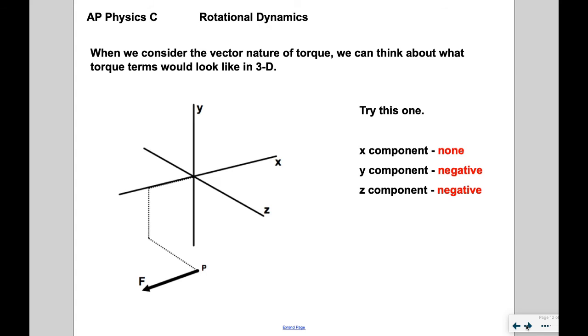The y component of the torque is negative, it points down, and the z component is negative, it points into the screen.